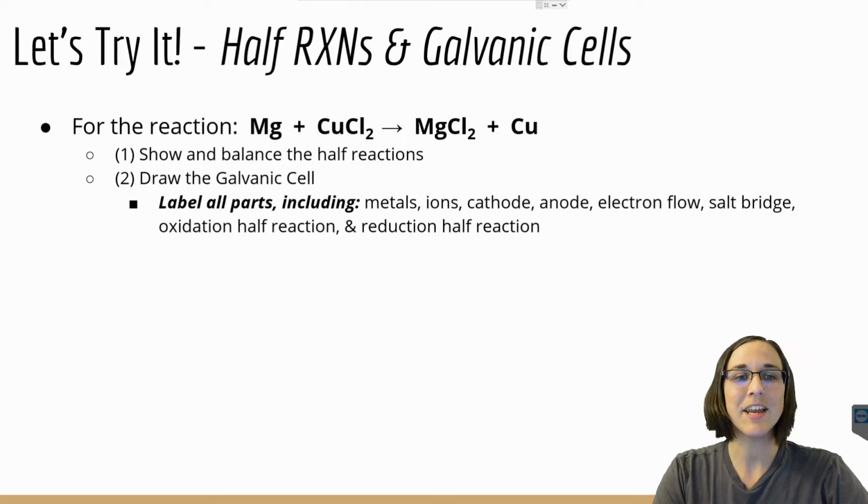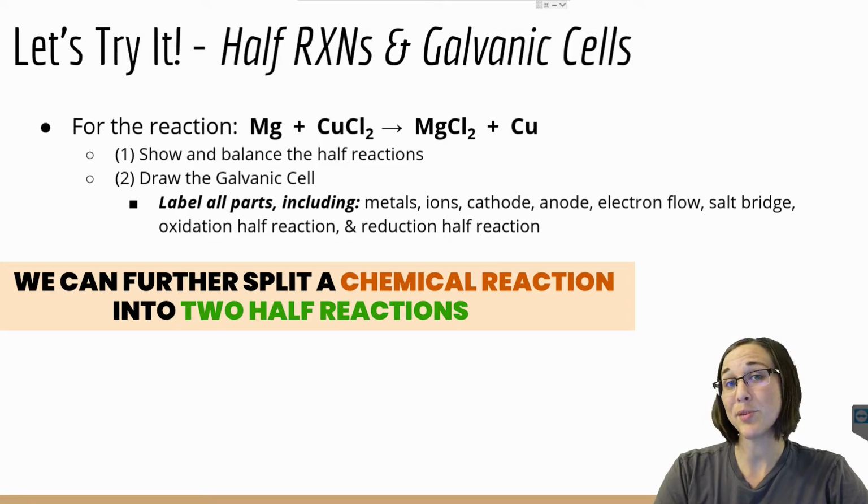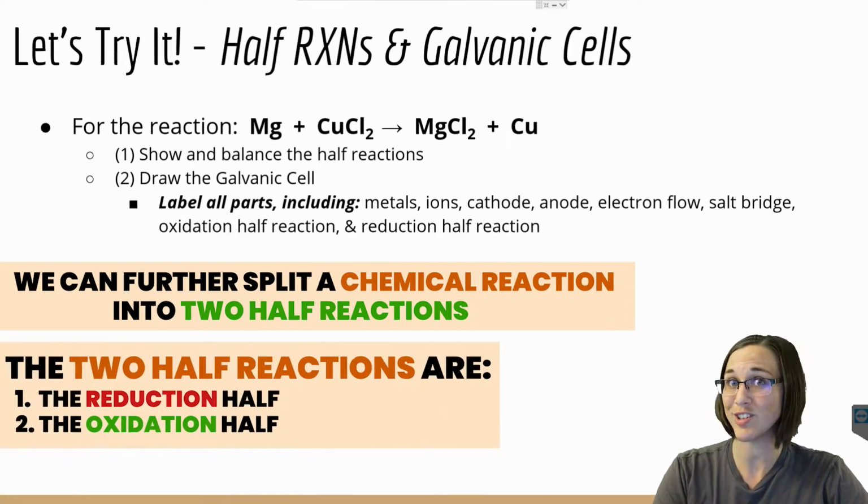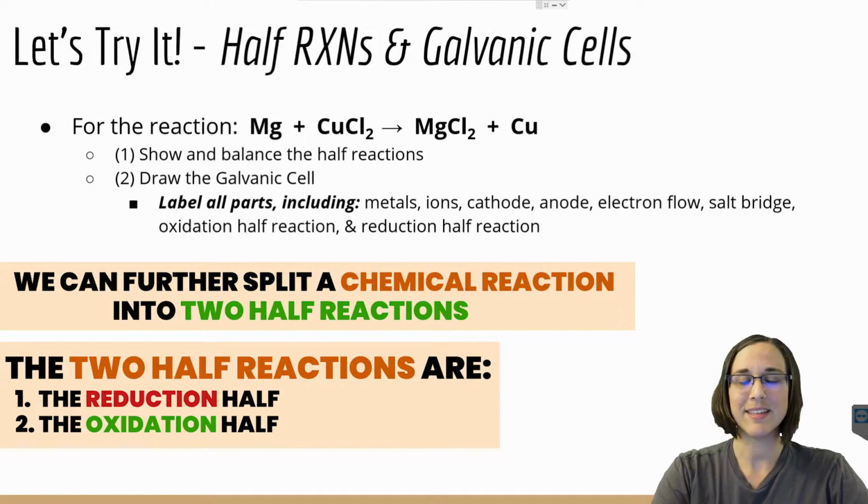By applying the same methodology we used prior to identify which chemical gets reduced and which one gets oxidized, we can then split up one chemical reaction into its half reaction counterparts, the reduction half and the oxidation half. Let's give this one a try.